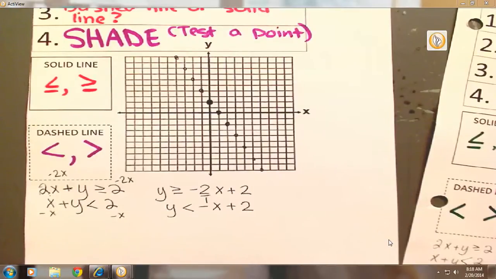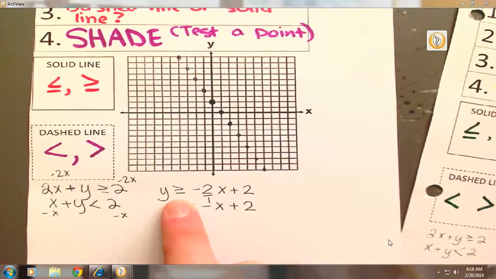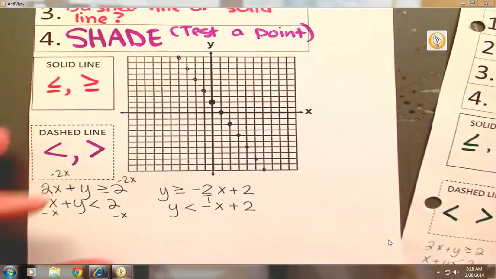Now before you draw your line in, let's make a decision. Is this going to be a dash or a solid line? How do we know? Good. It's got greater than or equal to in it. So if we use Kimberly's rule, that symbol is a solid line, so we're going to use a solid line.